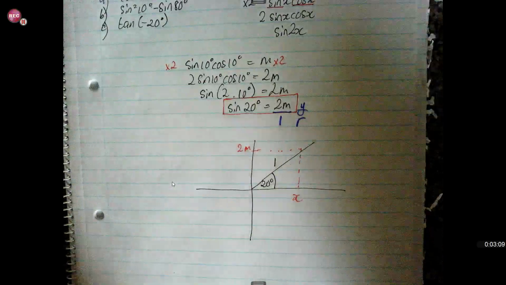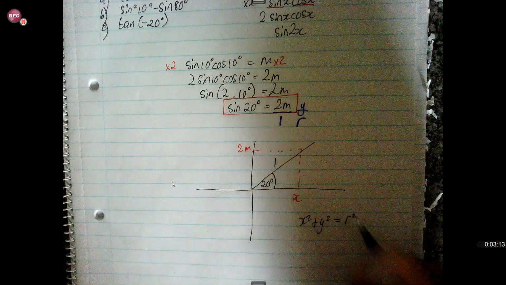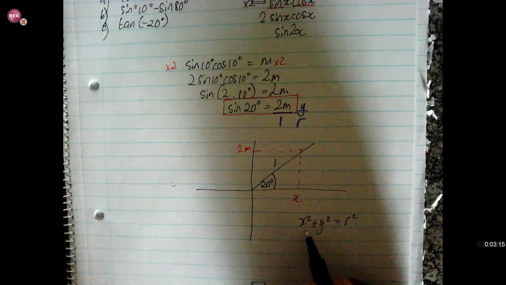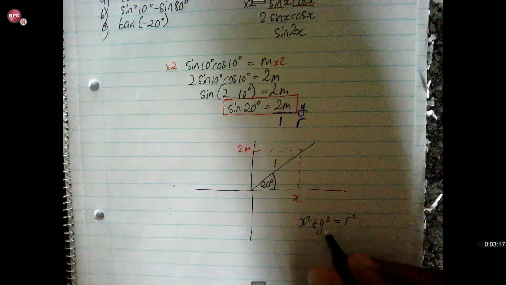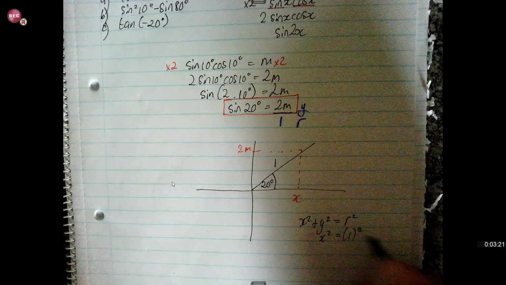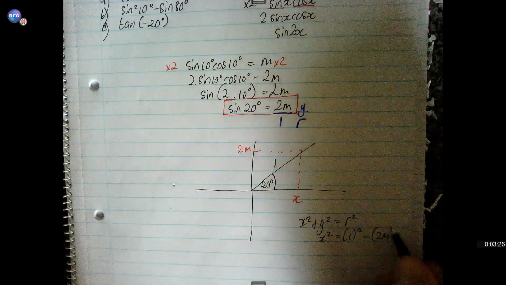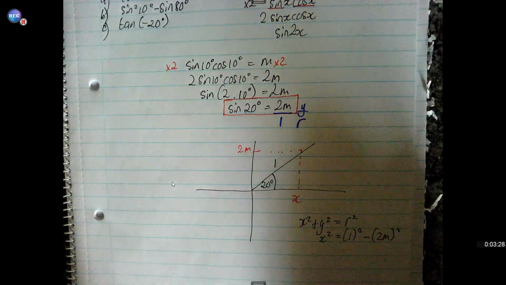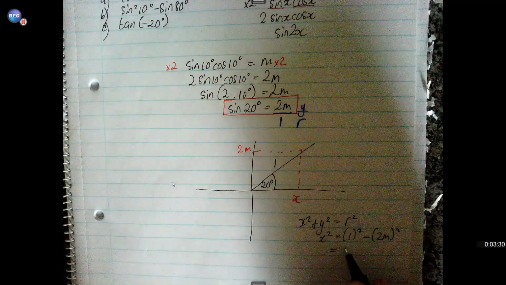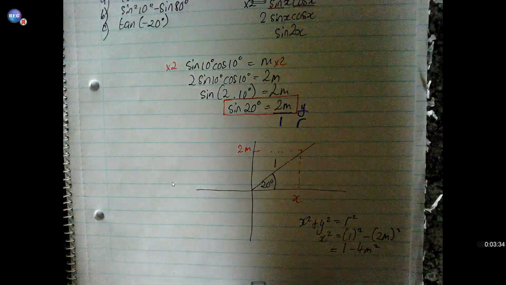Now, this is what you're supposed to do. We have x squared plus y squared equals r squared. Now, x squared is what we need, so we have to transpose. So x squared equals r squared, which is 1 squared, minus y squared, which is 2m squared, right? So this gives us an answer of 1 minus 4m squared.